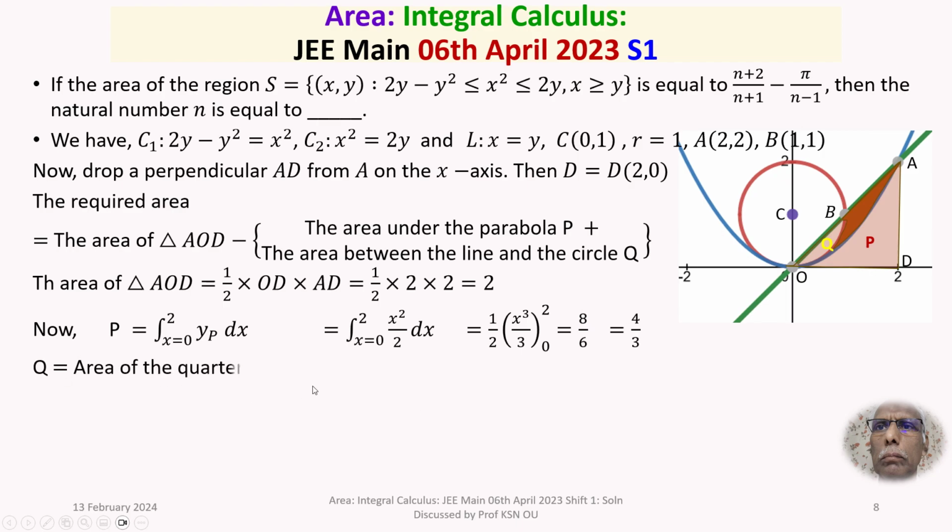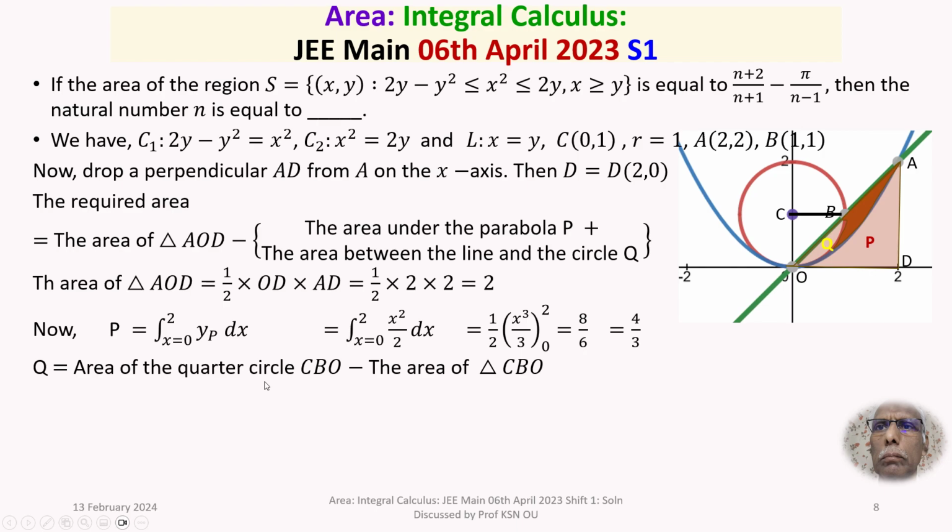Let's compute Q. Q is the area between the line and the circle. To compute that one, first compute the area of the quarter circle CBO, 1/4 of the circle. From that, subtract the area of this triangle CBO. So quarter circle CBO minus the area of the triangle CBO.